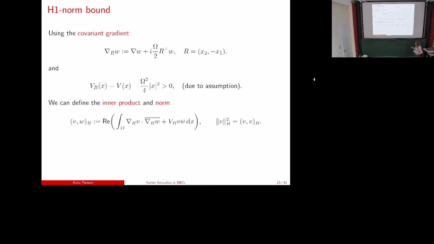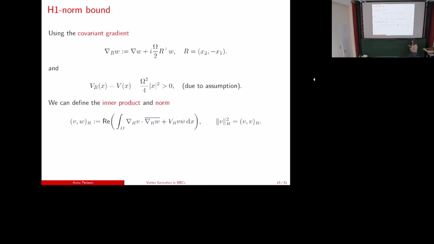And then you modify your potential a little bit. I call it VR. So you have your true potential, V, minus omega squared divided by 4 times the absolute value of x. And this is now greater than 0. This we know due to the assumption we had with the epsilon.